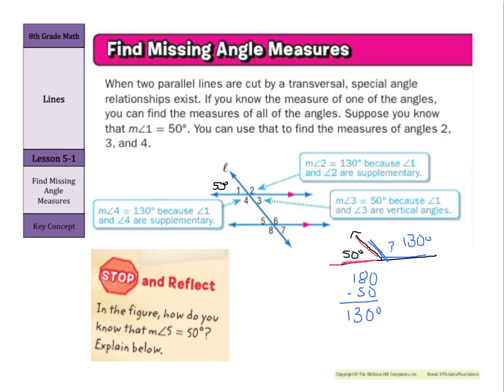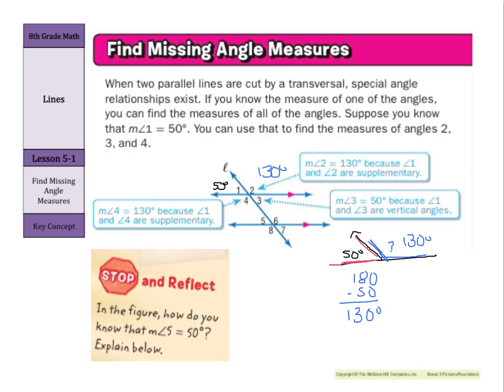Well, we can use that same concept up here. If angle 1 is 50 degrees, angle 1 and angle 2 share that straight line. And so 180 minus 50 again gets us 130 for angle 2, as it says in our little note there.